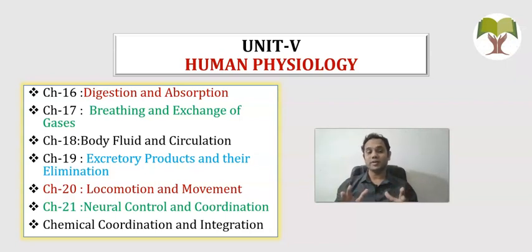In chapter number 21, it's a quite interesting chapter which deals with neural control and coordination. Here we are going to study the different nervous systems, like the central nervous system, primarily the brain. All the neurological aspects will be studied in chapter number 21 and chapter number 22. I forgot to write the chapter number there, but it is chapter number 22. In chapter number 22, we'll be dealing with chemical coordination and integration.